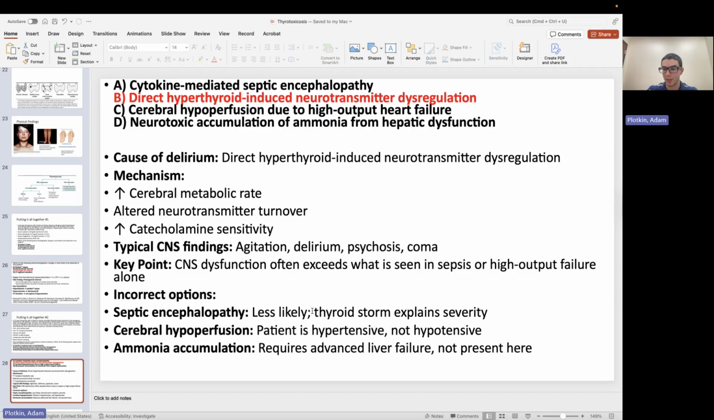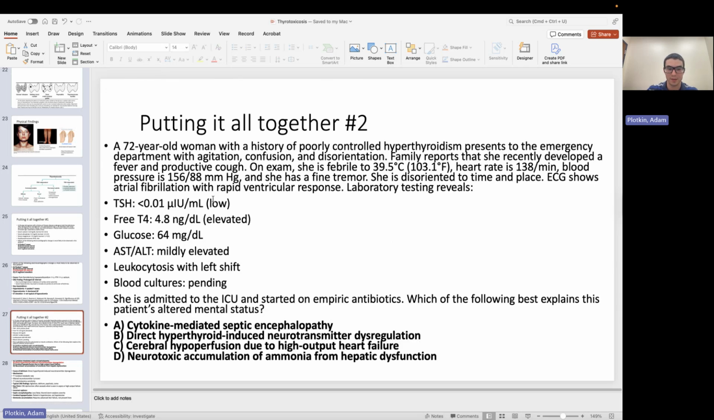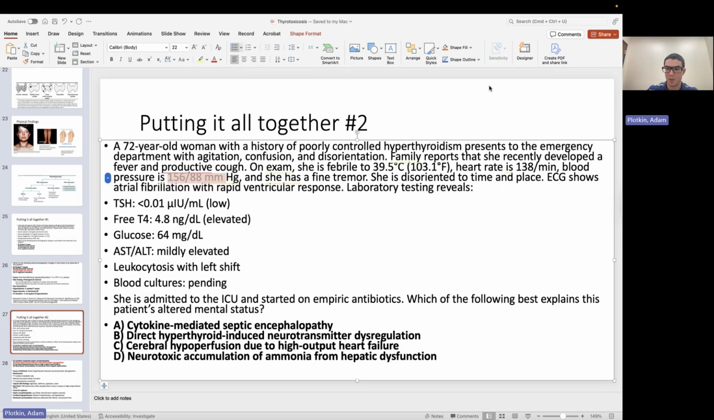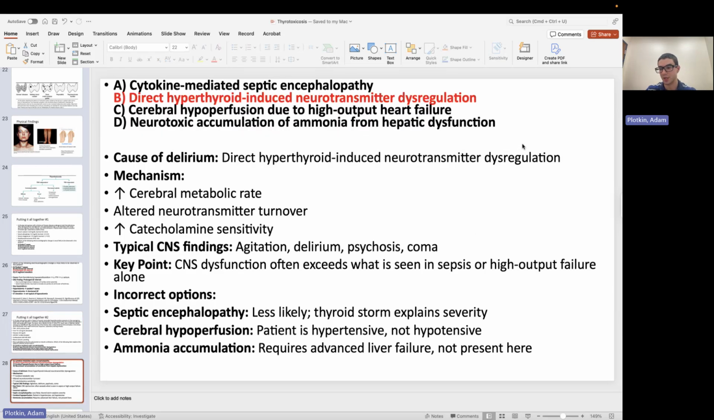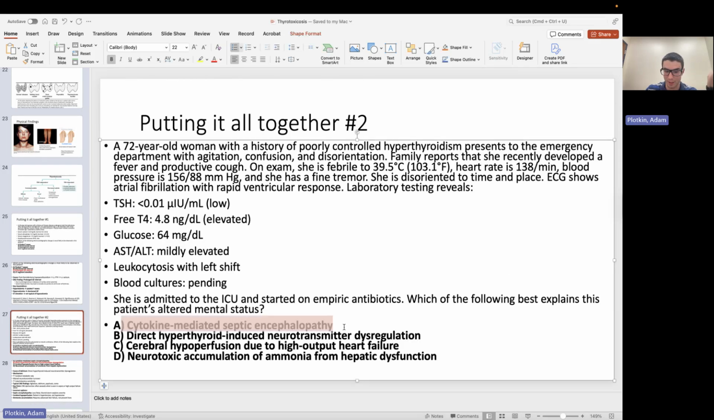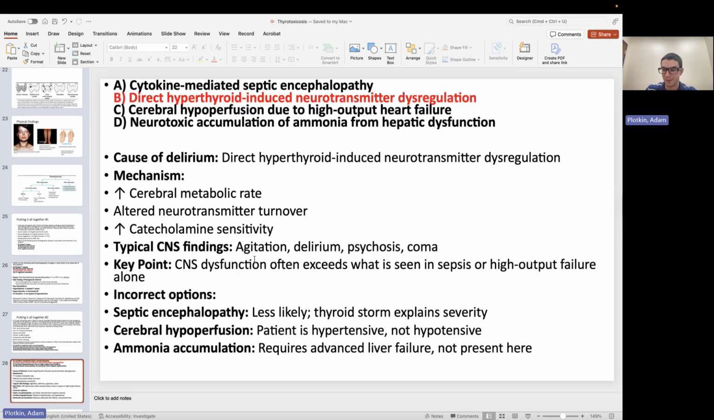And really, we can get rid of the wrong answers. Septic encephalopathy is less likely because in this case, I see a nice blood pressure here. We see a fine tremor. We see AFib. We have the classic thyroid pattern here. It's going to point me more towards thyroid-induced, like thyroid storm. You could potentially make the argument for cytokine-mediated septic encephalopathy. I don't know if this question would fully hold up on a USMLE exam, but for the sake of this, I was trying to just show you what thyrotoxicosis delirium looks like and what you should consider.